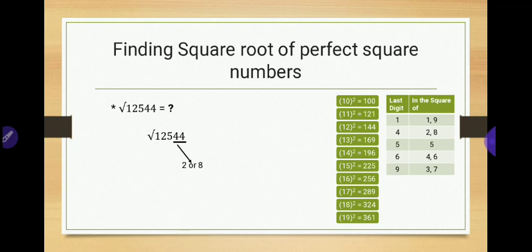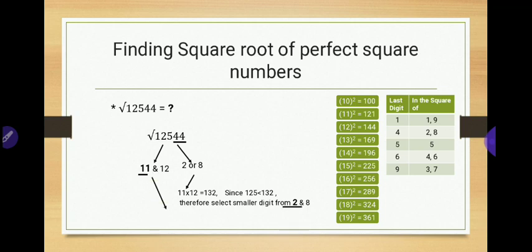Observe now the second group, that is 125. 125 is lying between the squares of 11 and 12. From that you have to select the minimum value, that is 11. I have selected 11. Now to select the unit place, I have to multiply 11 by 12. I have got 132, which is more than this group, that is 125. Therefore the group is smaller than that product, so I have to select the smaller value, that is 2. From 2 or 8 I have to select 2, therefore my answer will be 112. The square root of 12544 will be 112.